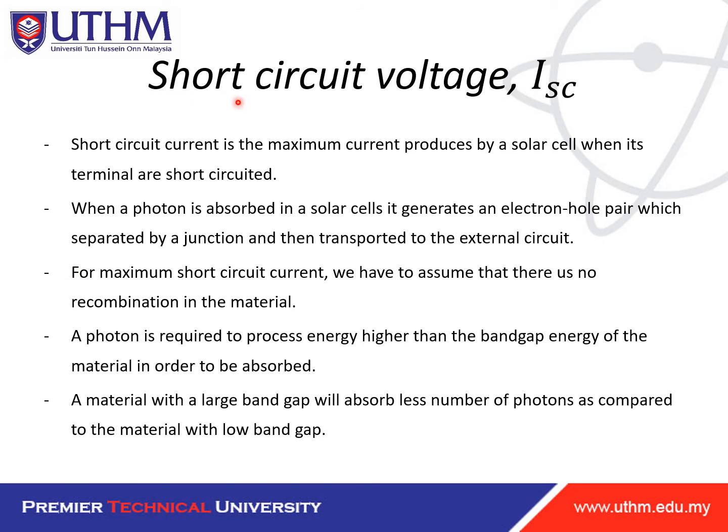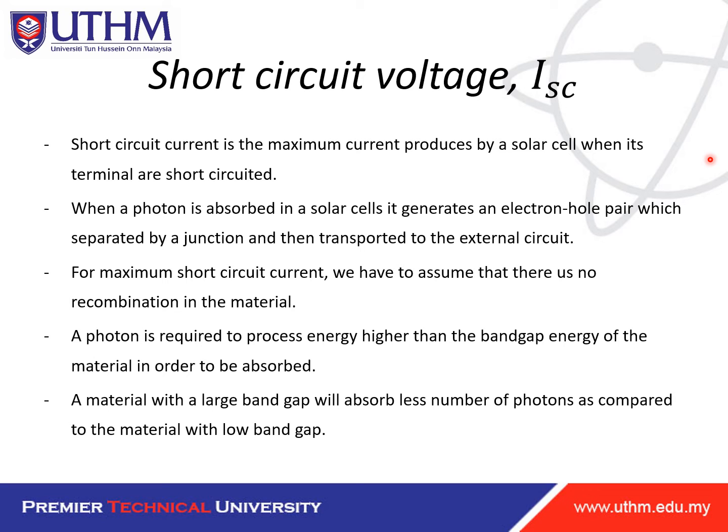Second is short circuit current, ISC. Short circuit current is the maximum current produced by a solar cell when its terminals are short circuited. When a photon is absorbed in a solar cell, it generates an electron-hole pair which is separated by a junction and then transferred to the external circuit.